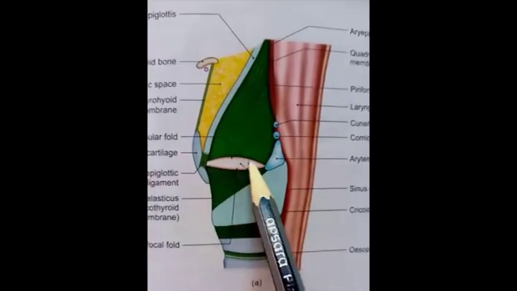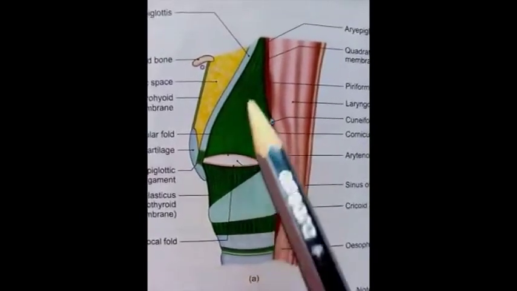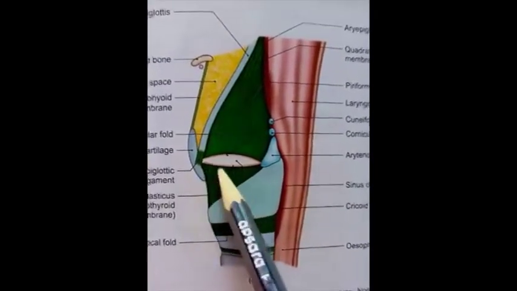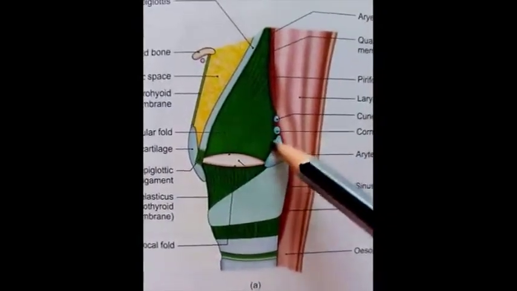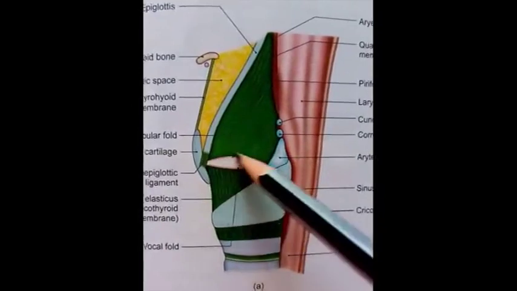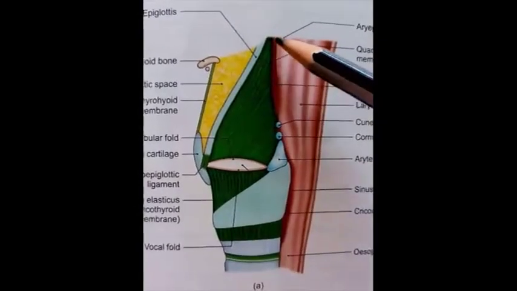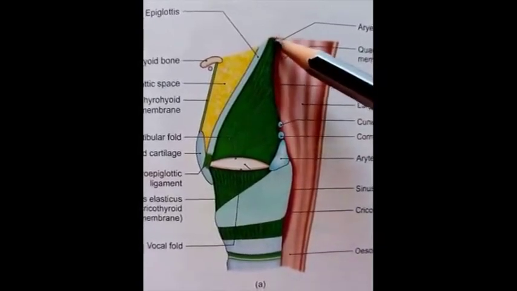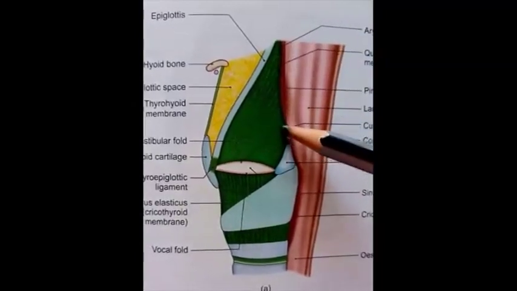The fibroelastic membrane present above the vestibular fold is known as the quadrate membrane, and the fibroelastic membrane present below the vocal fold is known as conus elasticus. Quadrate membrane extends from arytenoid cartilage to the epiglottis. Its inferior border forms the vestibular fold and the upper border forms the aryepiglottic fold. So one fold is visible here, that is known as the aryepiglottic fold, extending from epiglottis to the arytenoid cartilage.